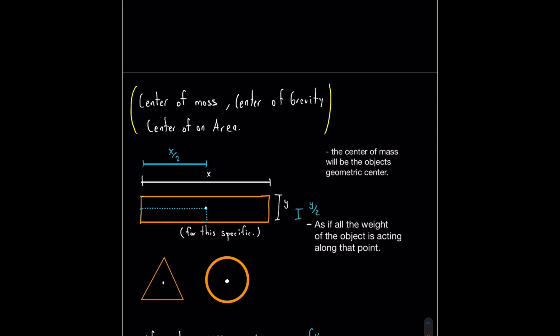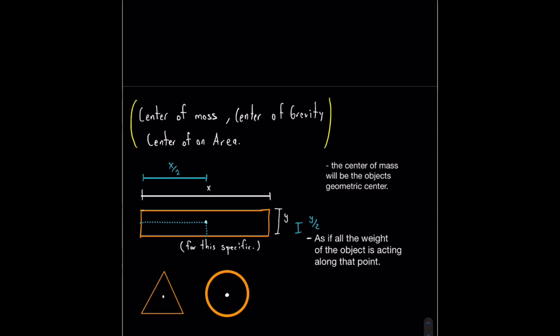So if I were to balance this entire structure on my finger, it would balance perfectly at this point here. This is because that's the centroid, and that's where all the mass is going to concentrate, as if the weight of the object is acting along that point. So all of the weight is going to act on this point right here.